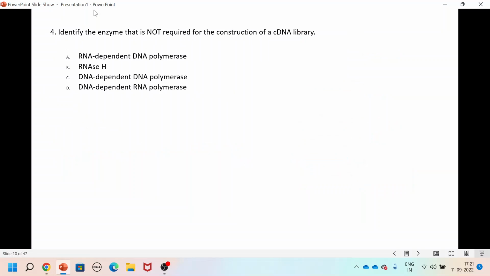The next question is, identify the enzyme that is not used for the construction of a cDNA library. So which one of the following enzymes is not used in the construction of a cDNA library? First option is RNA dependent DNA polymerase. Second option is RNase H. Third option is DNA dependent DNA polymerase. And fourth option is DNA dependent RNA polymerase.